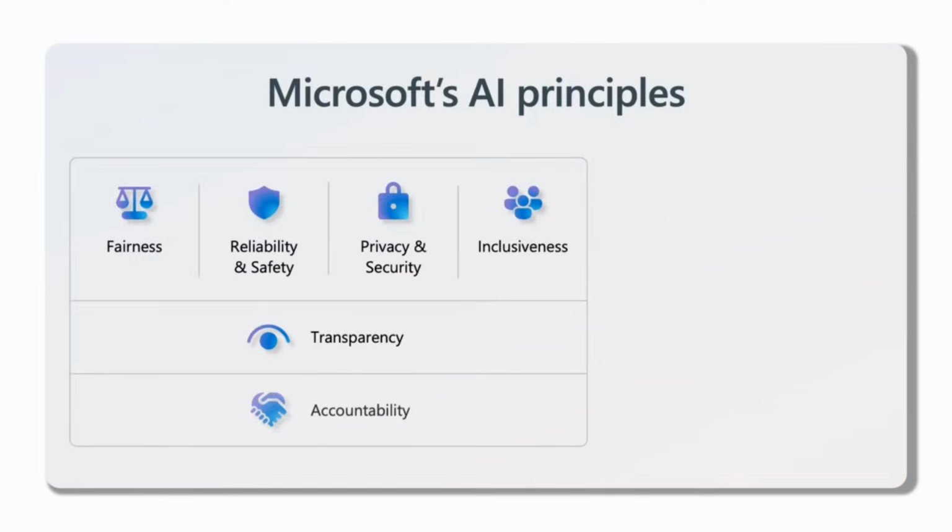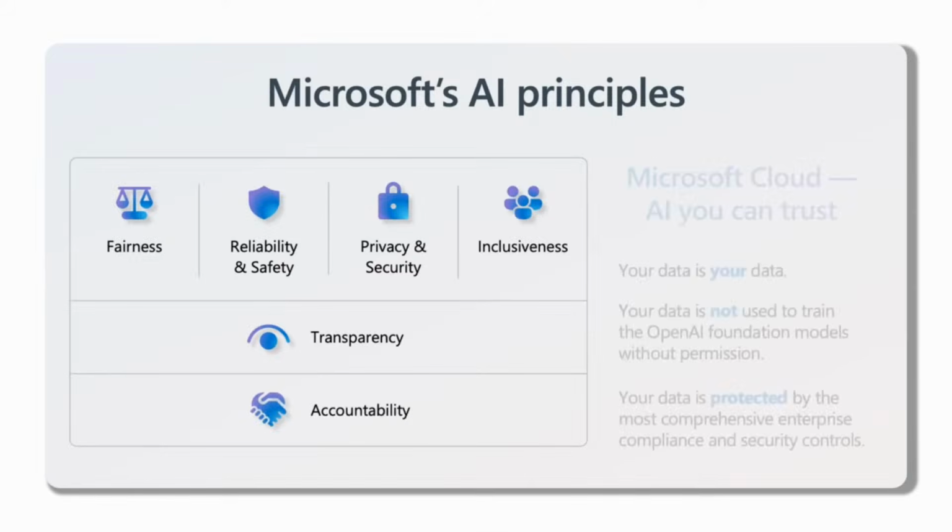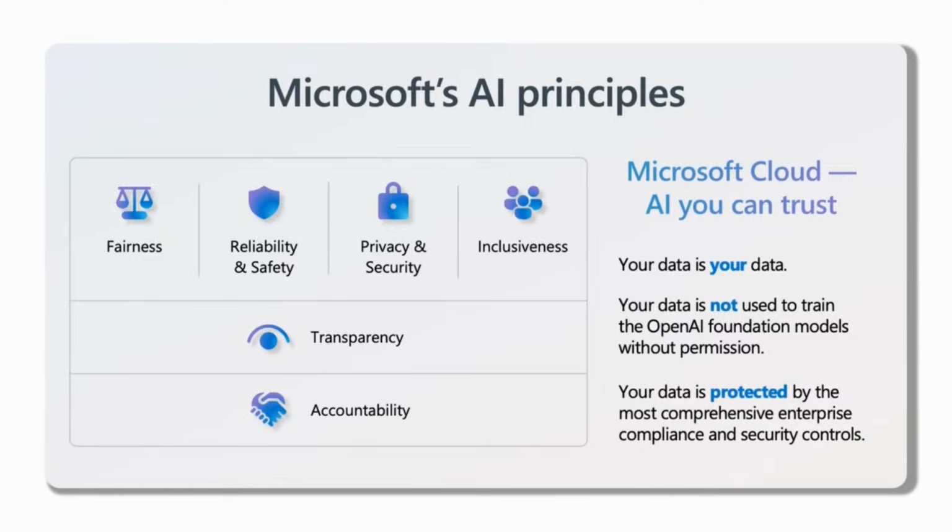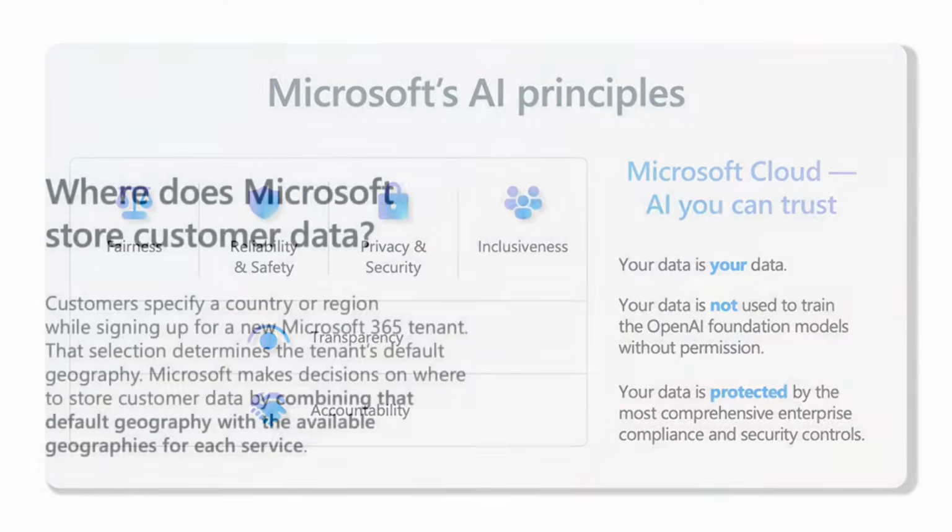And in particular, there are 3 key points I want you to remember. First, your data is your data to own and control. Secondly, Microsoft doesn't use your data to train the large language models. And third, your data is protected by the most comprehensive enterprise compliance and security controls. This last point is probably one of the most critical, how Copilot protects your data. Let's start with a quick look at where data is stored.